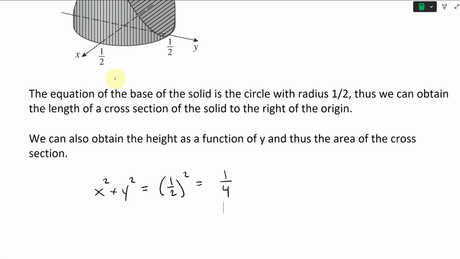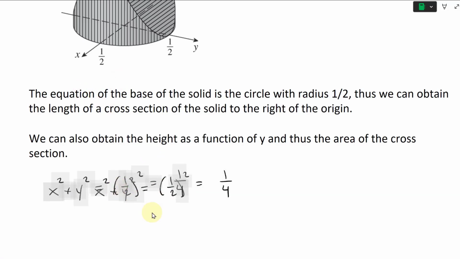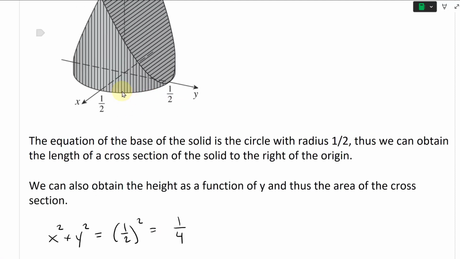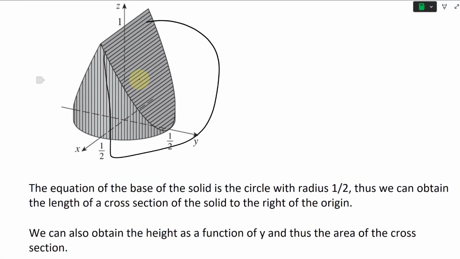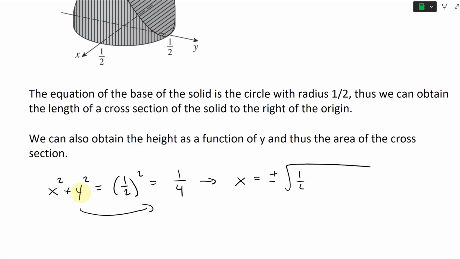All right, so we have this equation, but what we want to deal with is to make this a function of y. Because we're going to be graphing it on this side, to the right of the origin, that's going to be on the positive y-axis. So I'm going to rearrange this and just solve for x. So x is going to equal plus or minus the square root of 1/4 minus y squared, and we only want to deal with the positive value for now.